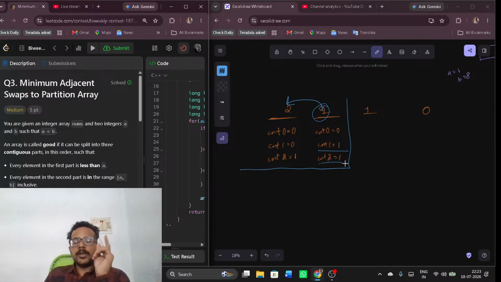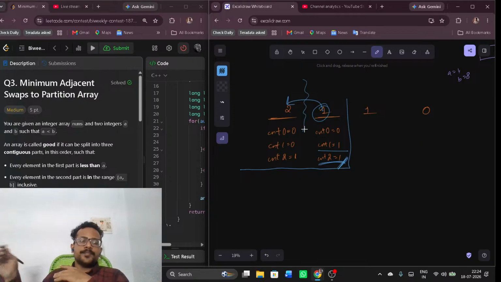Count 2 is 1. Let me tell you, I have 1 here, but 2, which is greater than 1, is previous. So I need how many swaps? How many times this 2 is present? That many swaps I needed. How many times count 2 is there? Because all those elements still here, which are greater, need to be swapped to the right. This will be swapped with this, and that will be added to our answer.